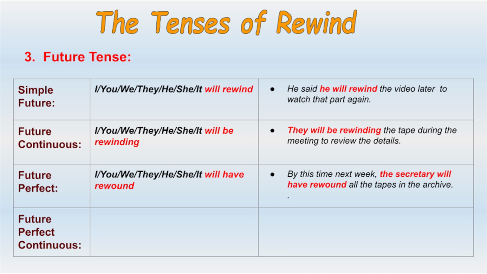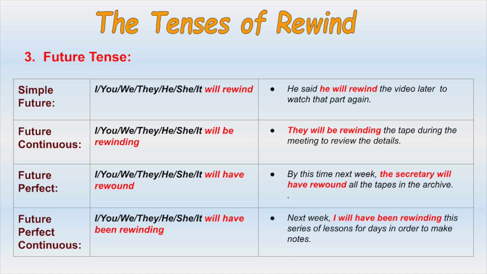And for future perfect continuous, for all persons, we say will have been rewinding. Example, next week, I will have been rewinding this series of lessons for days in order to make notes.